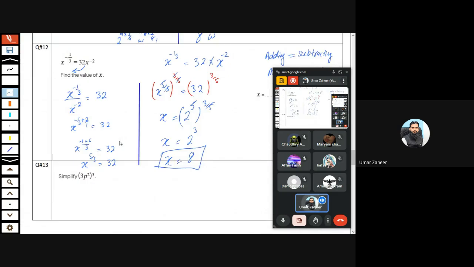The rules are very simple, but when we are going to solve, sometimes it is a little bit difficult. That's why you should have a strong grip on the rules. If you have a strong grip on the rules, you can do these questions very easily. Does anyone have a question?